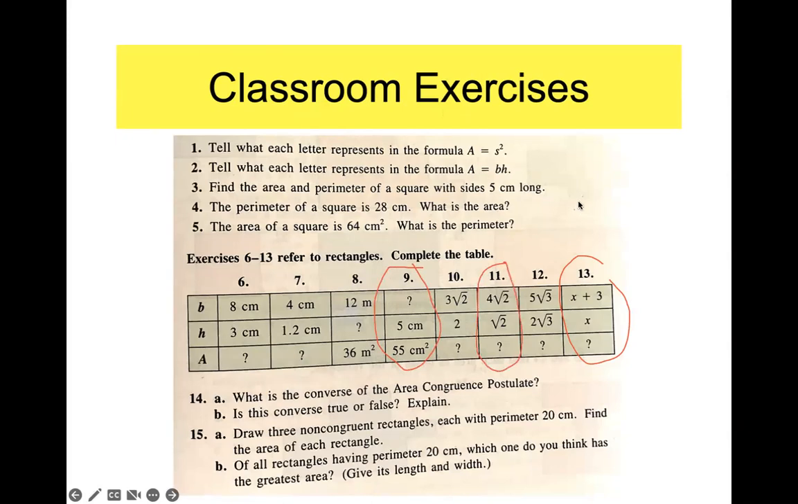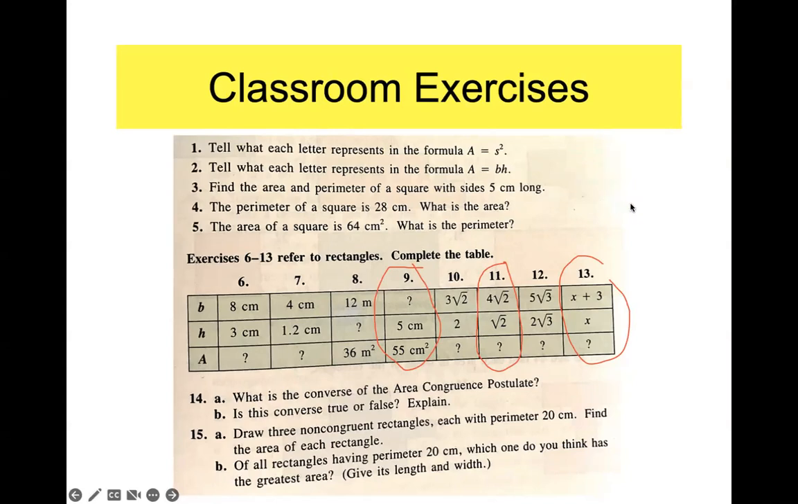Number 9, the area of a rectangle is equal to base times height. And this time we are actually told the area, so this is just a simple algebra problem. If the area is 55 and the height is 5, the only thing we're missing is the base. Divide both sides by 5, and we get b is equal to 11. And since this is not area, we have units, centimeters. So 11 centimeters. That would be number 9.